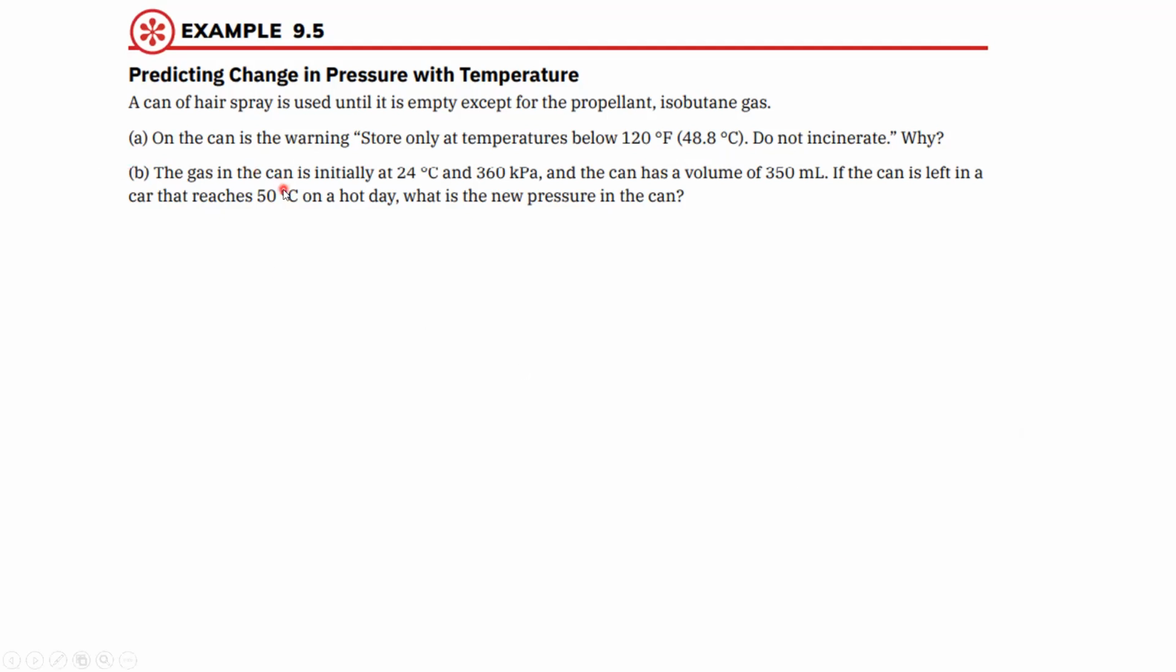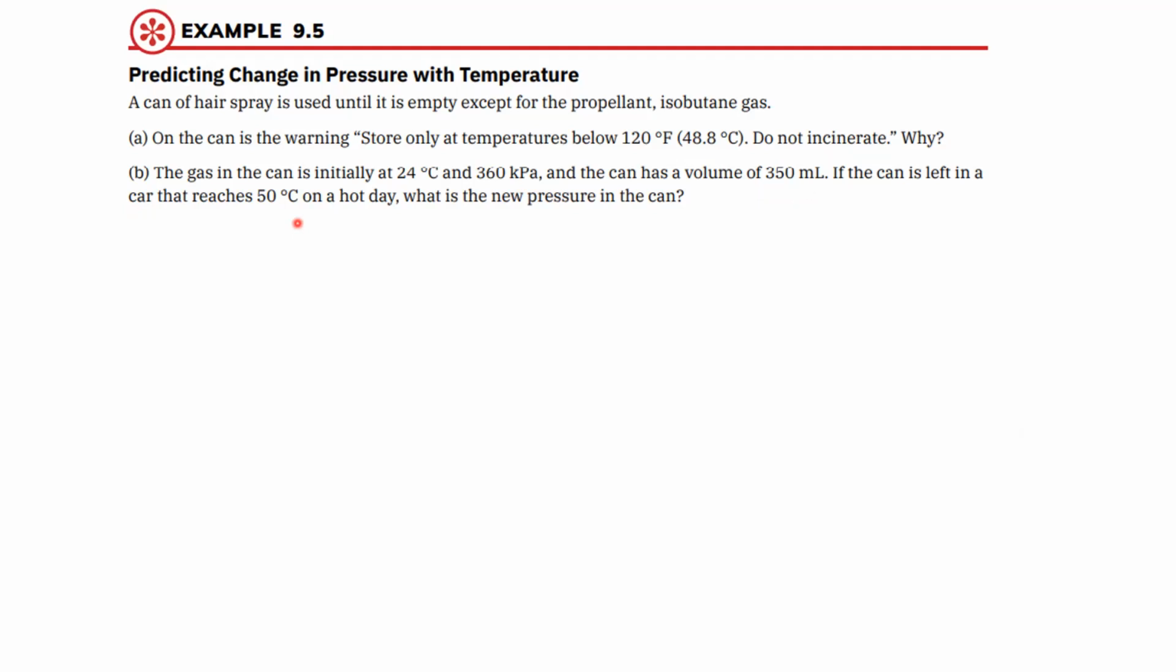But then for the second piece, we can actually use that equation. We can figure out if the gas is initially at 24 degrees Celsius and a pressure of 360 kilopascals with a volume of 350 milliliters. And then we want to figure out if the can is left in a car that reaches 50 degrees Celsius on a hot day, what is the new pressure in this can? So take a moment thinking about the equation we just saw and see if you can take this information, figure out what we need to change, how we can plug this stuff in to ultimately figure out under these new conditions what the new pressure of that can is going to be.